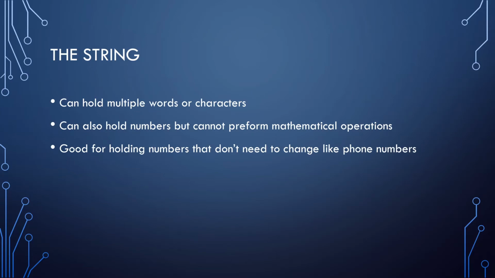The string. The string is your word variable. This is what you'll put sentences in. You can put words, you can even put characters in it. It can hold numbers, but math cannot be performed on them. You would use numbers in a string for constant numbers that you will never want to change, like a phone number, area code, social security number, or any important information that you do not want to do math on.